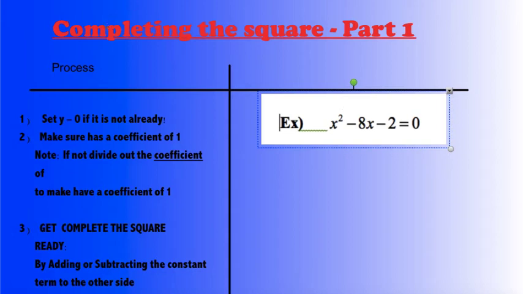Hi everyone, so today we're going to be learning about completing the square. Now, in class we've been talking about how to solve a quadratic equation, and actually let's talk about that for a second. So a quadratic equation is any equation in the form ax squared plus bx plus c equals 0.